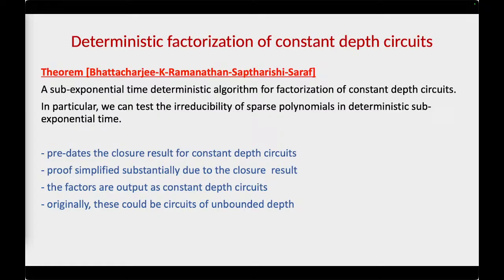Questions? So these are the two results we are going to talk a little more about. We will talk about the question of closure of constant depth circuits under factorization, and for the deterministic algorithm part, I'll focus on the question of testing irreducibility of sparse polynomials.